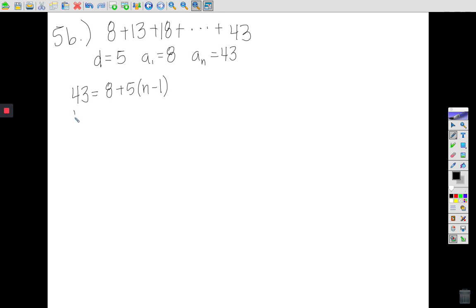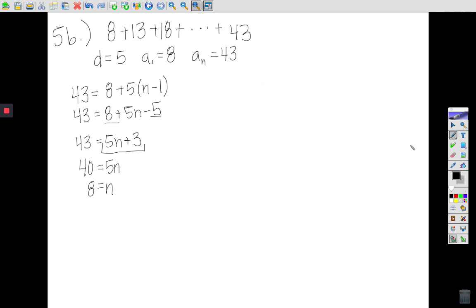We solve for n by distributing first. So 8 plus 5n minus 5. We then combine like terms. So 43 is equal to 5n plus 3, excuse me, 8 minus 5 is a positive 3. So we're going to know that we need to come back to this for our sigma notation. So 40 is equal to 5n. That means 8 equals n. So if 8 equals n, how many terms do we have?